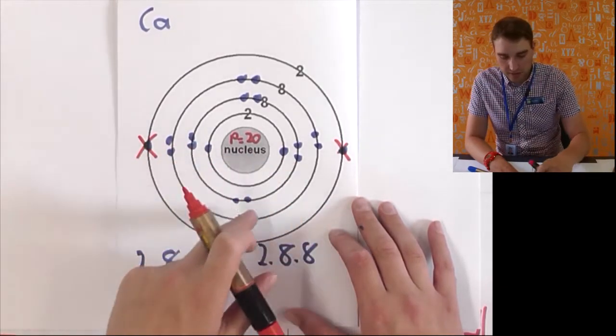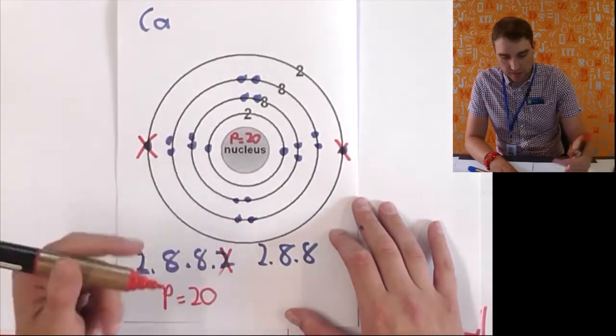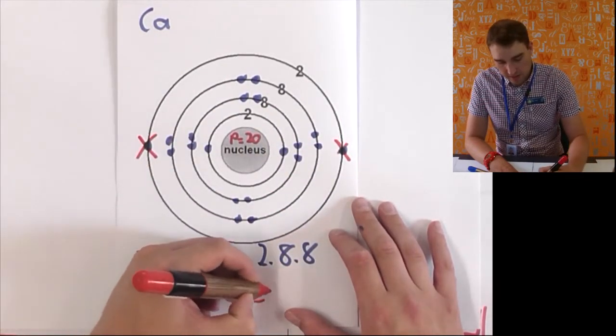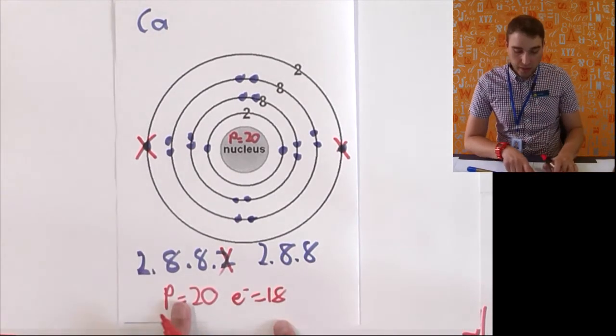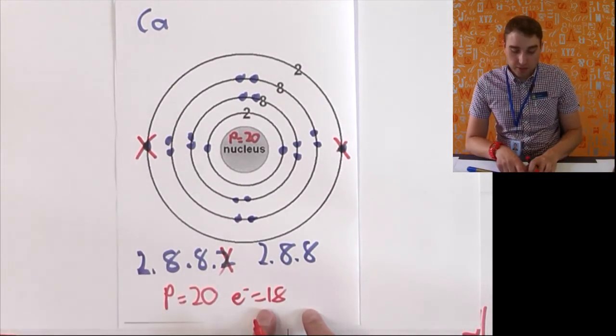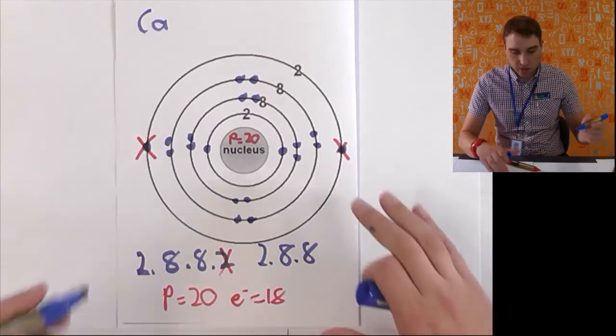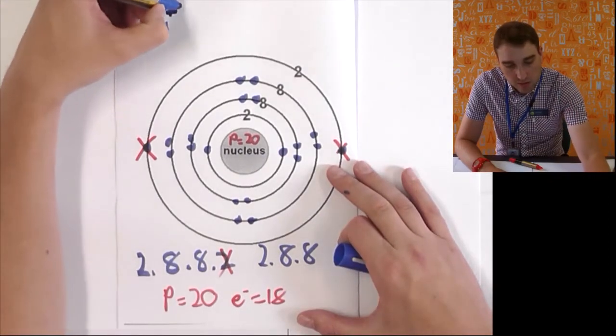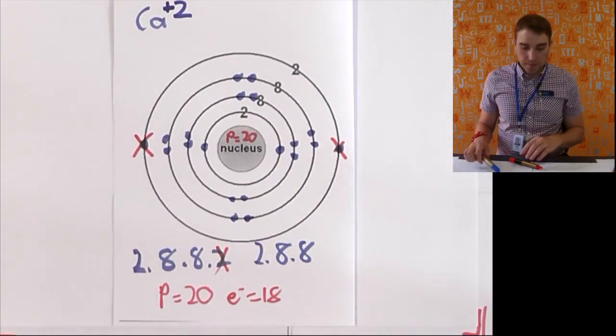1, 2, 3, 4, 5, 6, 7, 8, 9, 10, 11, 12, 13, 14, 15, 16, 17, 18. E minus equals 18. So now we've got 2 extra protons with a positive charge compared to electrons, so that gives it an overall charge of +2. So that makes the calcium ion +2.